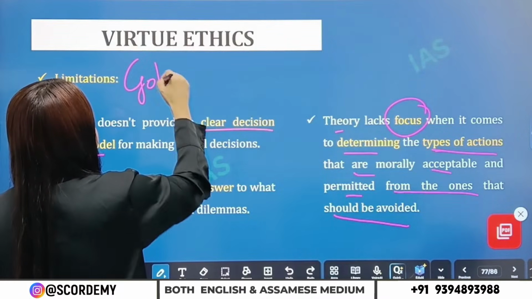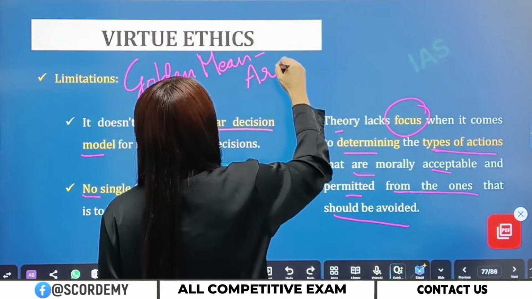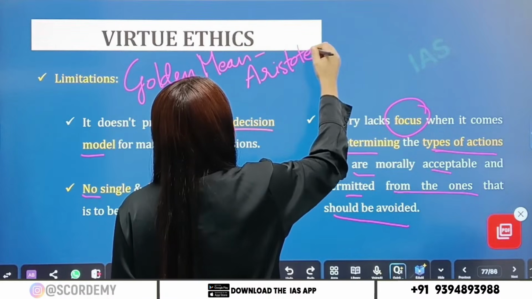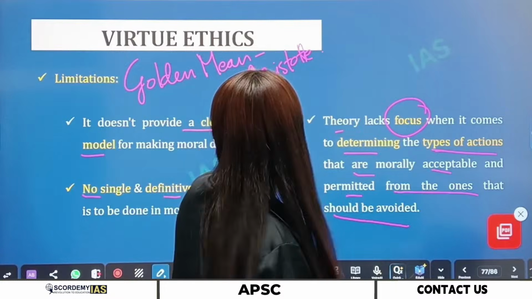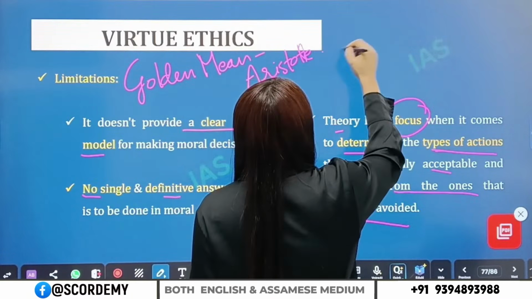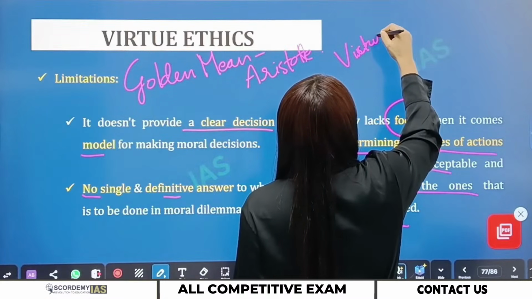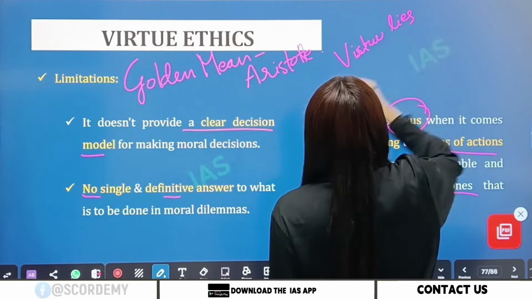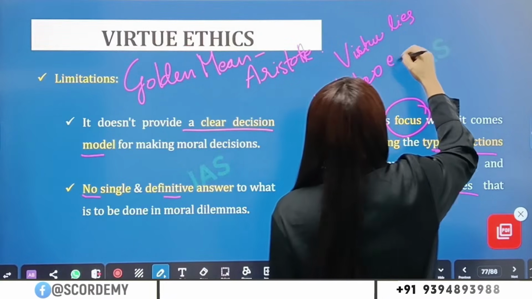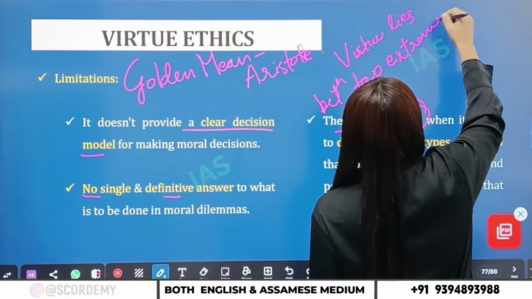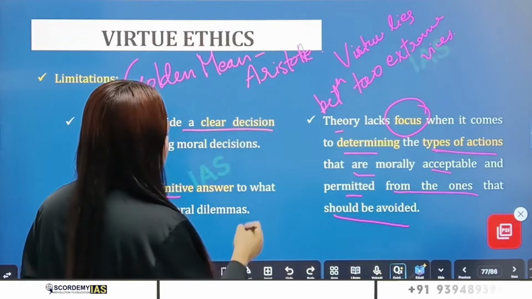Golden mean. The golden mean was given by Aristotle. Here he said that virtue lies between two extreme vices. For example, courage. Courage is a virtue.